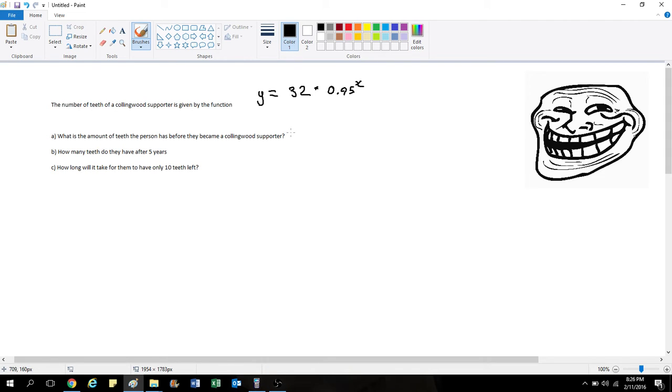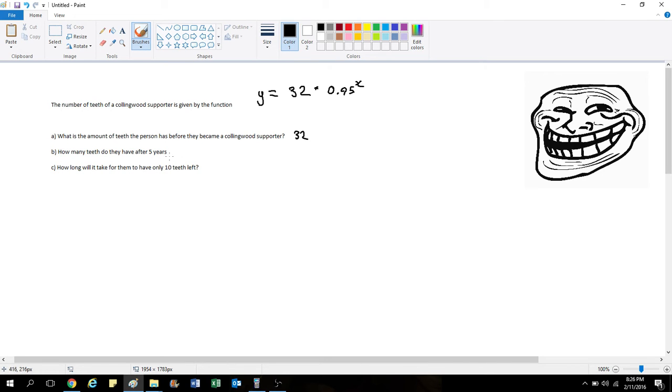So this occurs when the time is equal to 0, or in our case x is 0. If we're substituting a 0 into this equation, we have 0.95 to the power of 0. Remember the 0 index law, any number to the power of 0 is 1. So we have 32 times 1. So the initial amount of teeth is 32.